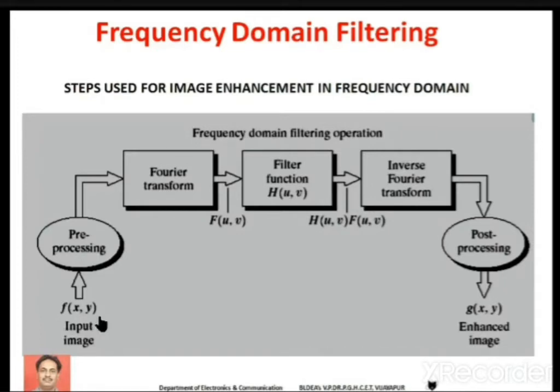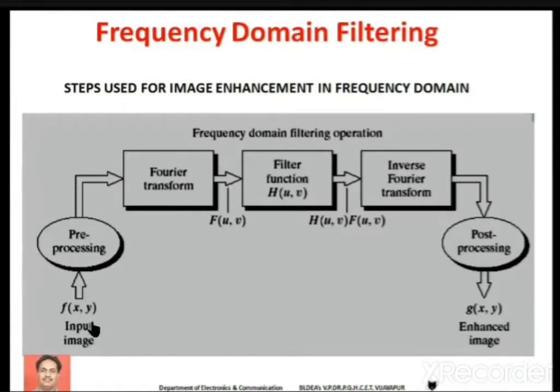We have the image f of x,y, which is an input image. Then the first step is we perform a pre-processing operation. Next, we apply the Fourier transform on the image. Then we use a filter function, H of u comma v. It's the transfer function of the filter. Then we carry out the image enhancement operation. Then we apply the inverse Fourier transform. Then we perform a post-processing operation. And finally, we are going to get g of x,y, which is the enhanced image. We'll look at these steps one by one. The concept is like this.